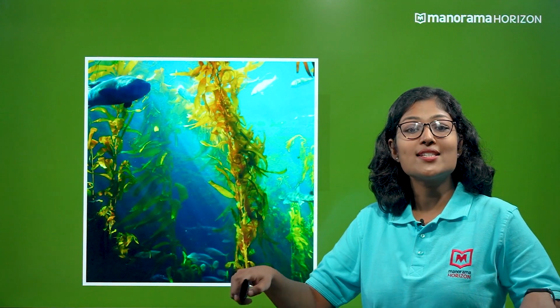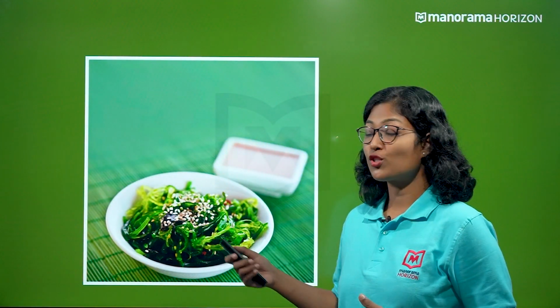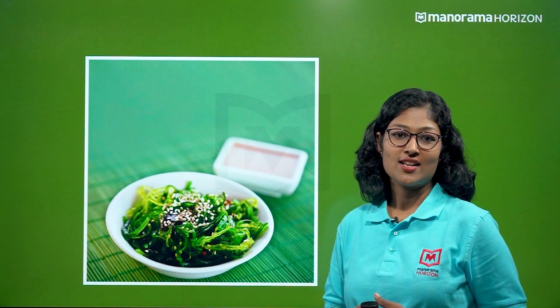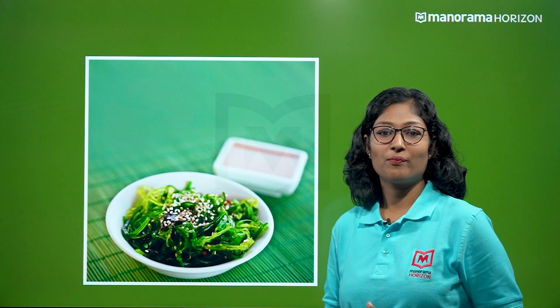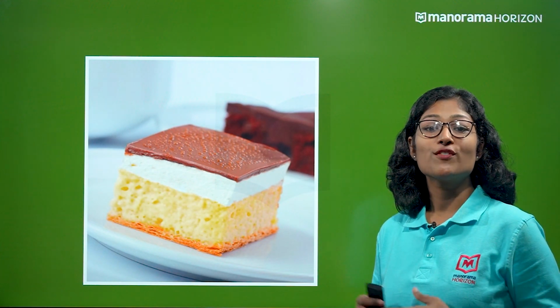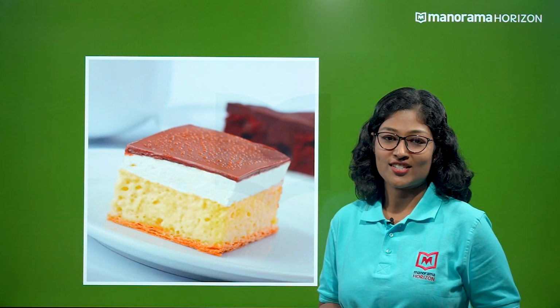They form the basis of the marine food chain. Algae is used as a food source while some algae functions as food supplements. Spirulina is an example. Algin and carrageenan are commercially used for thickening desserts, puddings, and even cosmetic products.